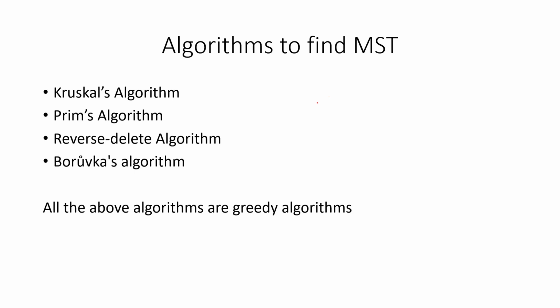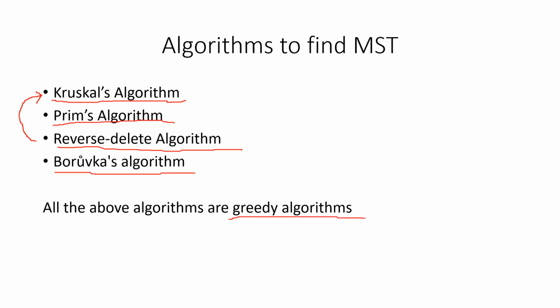We have many ways to find the minimum spanning tree, and actually there are four algorithms which can find it. The first one is Kruskal's algorithm, the second is Prim's algorithm, the third is the reverse-delete algorithm, and the fourth is Borůvka's algorithm. The reverse-delete algorithm is kind of the reverse of Kruskal's algorithm, vice versa. But today we'll talk only about Kruskal's algorithm and Prim's algorithm. By the way, all these algorithms are greedy algorithms.